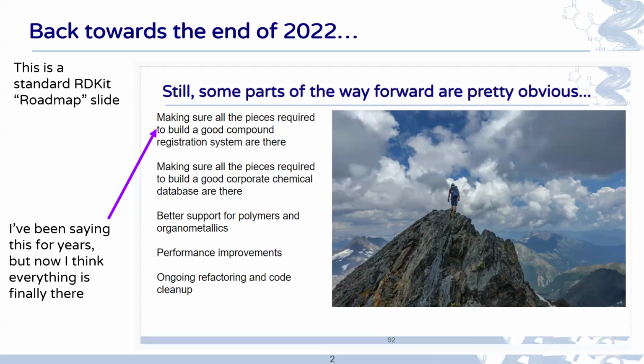I've been showing a slide more or less like this for like 5 years. And the first bullet point on this all the time is to make sure that all of the pieces required to build a good compound registration system are there. And I realized around the end of 2022 that I've been saying this for years, and now I actually think everything is finally there. And so you could actually do this with the RDKit. And so I had no plans of doing it, and so obviously somebody else should do it.